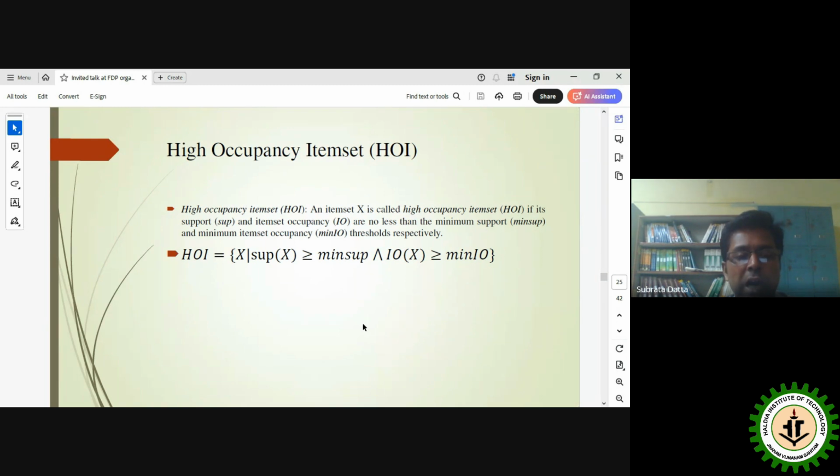So it is called high occupancy item set. Its formula is: X will be a high occupancy item set if its support is greater than or equal to minimum support and IO is greater than or equal to minimum IO. That means in this model, two user defined parameters are taken. One is minimum support and another one is minimum item set occupancy. These are user defined and depend on the company or the businessman who is trying to design a package. It is based on their concept.